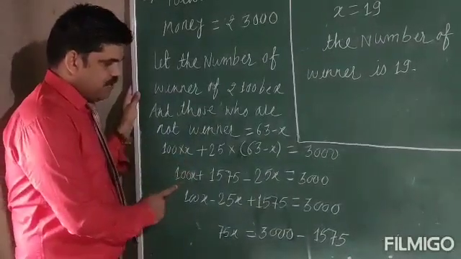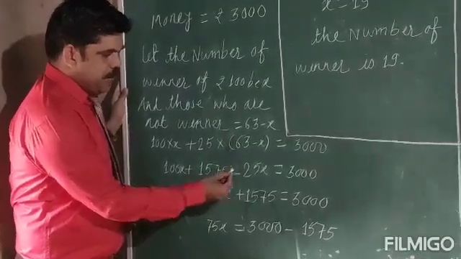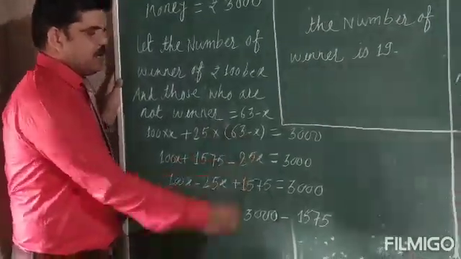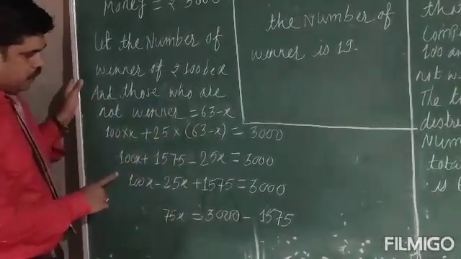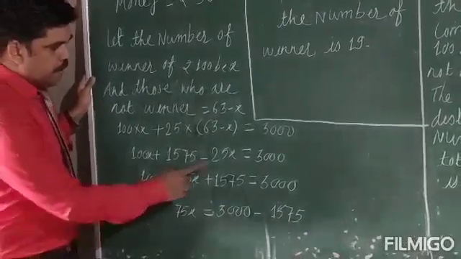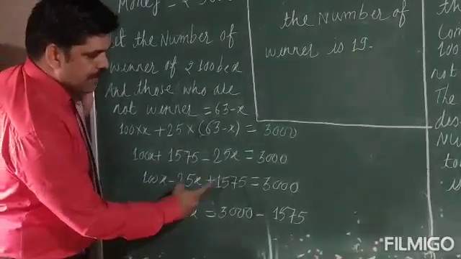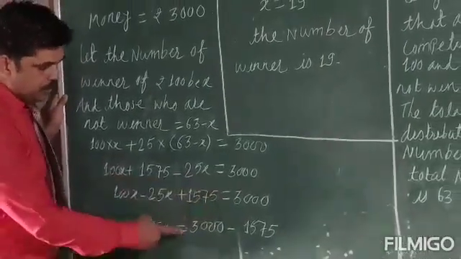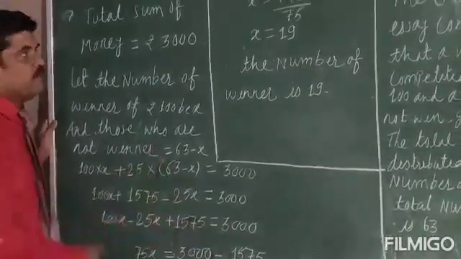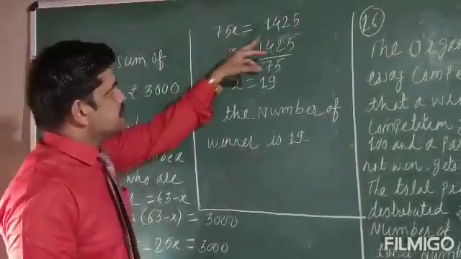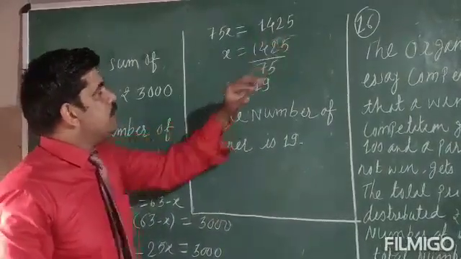So 100 into x is 100x, 25 into 63 is 1575, minus 25x, is equal to 3000 as it is. Now 100x minus 25x is 75x. Okay, and this positive value will be subtracted on the other side. So therefore 75x is equal to 3000 minus 1575. So 75x is equal to the subtraction, 1425.